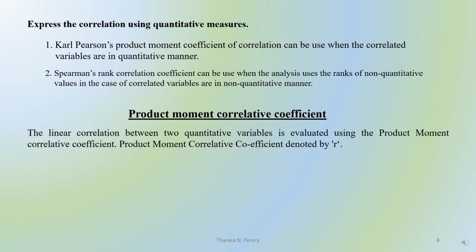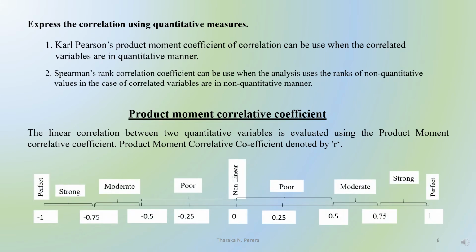Product moment correlation coefficient. The linear correlation between two quantitative variables is evaluated using the product moment correlation coefficient, which is denoted by the simple r. The size of the correlation is determined by the value of r. As this figure shows, if r equals positive 1, there's a perfect positive relationship. If r equals negative 1, there's a perfect negative relationship.